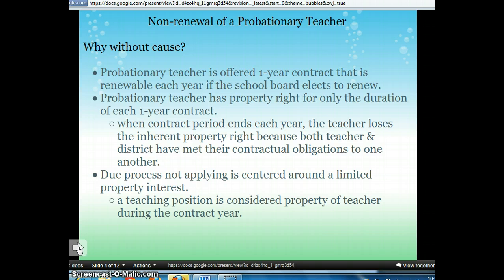Due process not applying is centered around a limited property interest. A teacher's position is considered property of the teacher during the contract year.